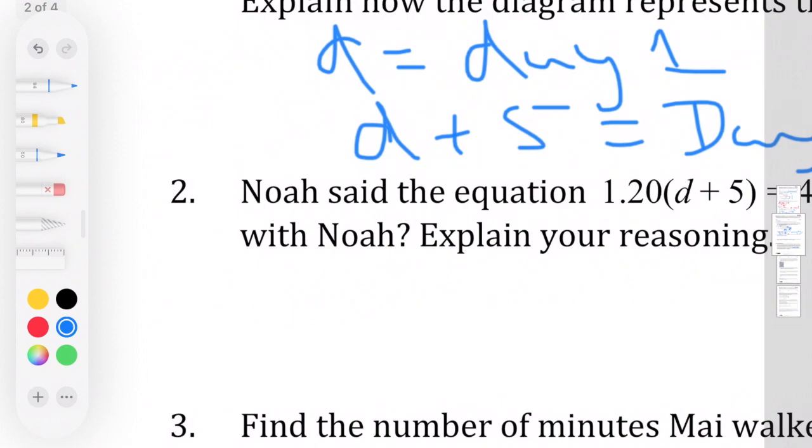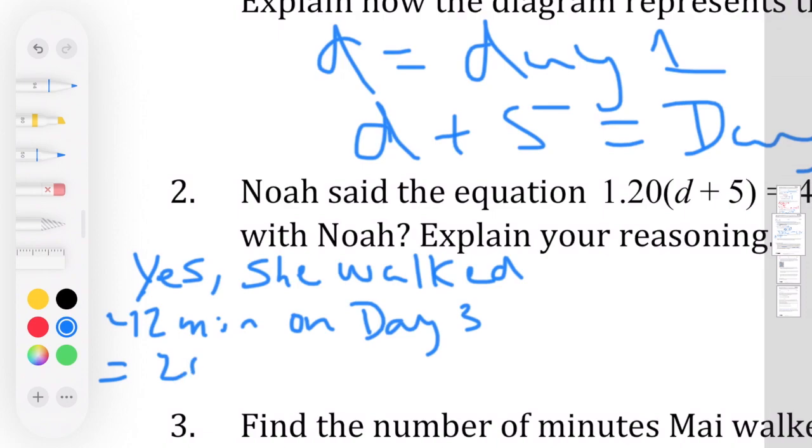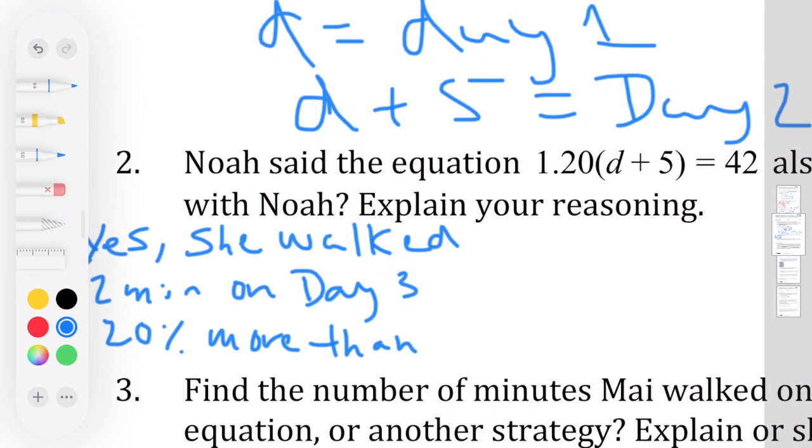So we could say that yes, because she walked 42 minutes on day 3, which is equal to 20% more than day 1 plus 5. So I'm just going to say day 2, which is D plus 5.